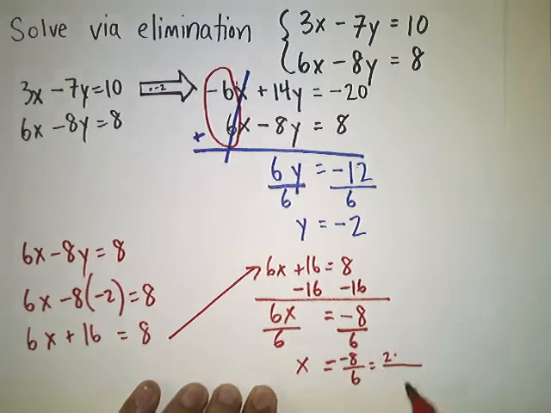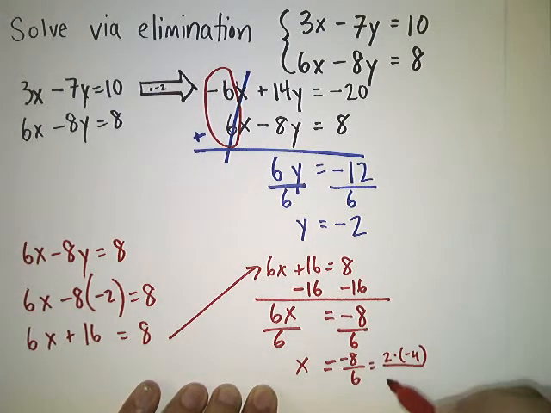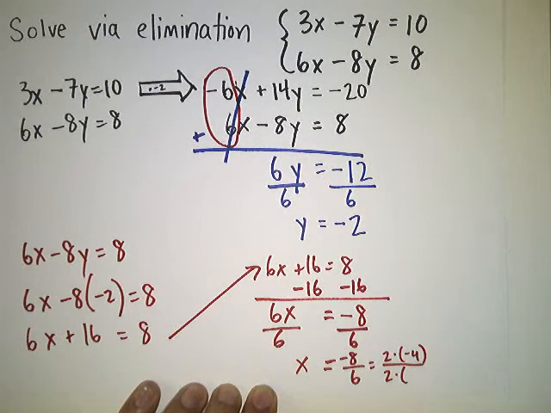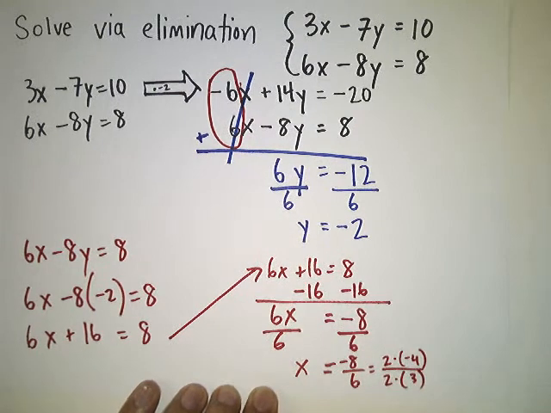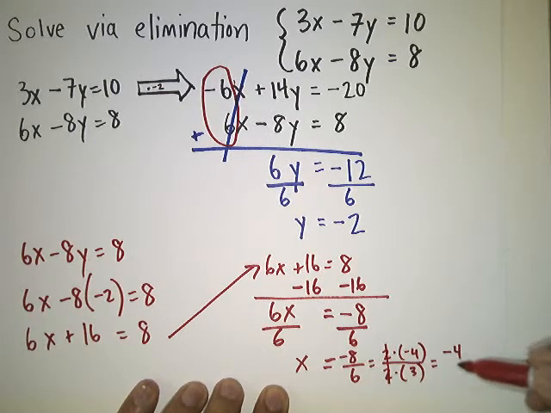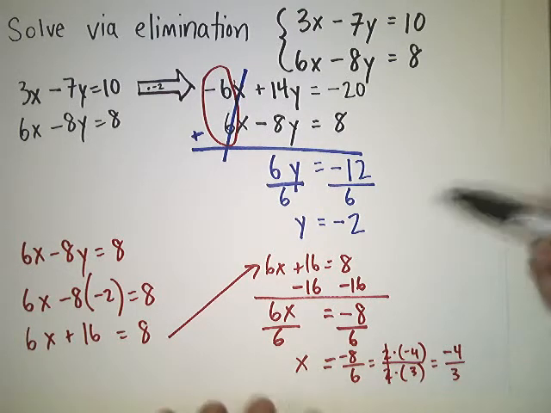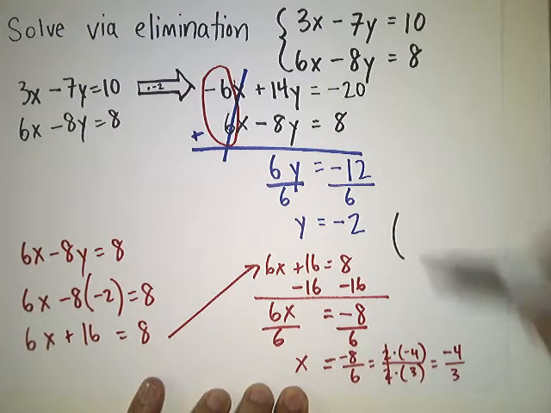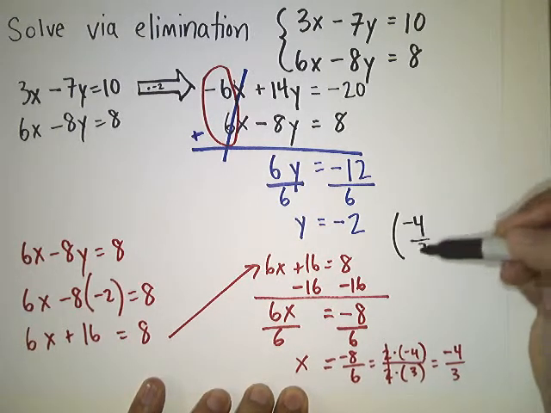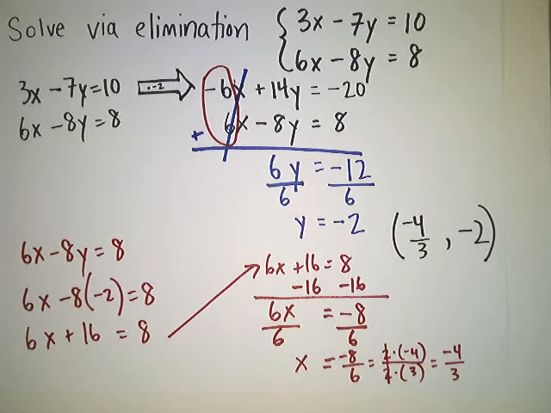2 times what gives you negative 8? The answer there is negative 4. 2 times what gives you 6? And the answer there is 3. Okay, the 2's will cancel out, and we're left with x equals negative 4/3. And once again, we state our solution as an ordered pair, as a set of coordinates. So our solution here is x was negative 4/3 and y was negative 2. That's our solution.